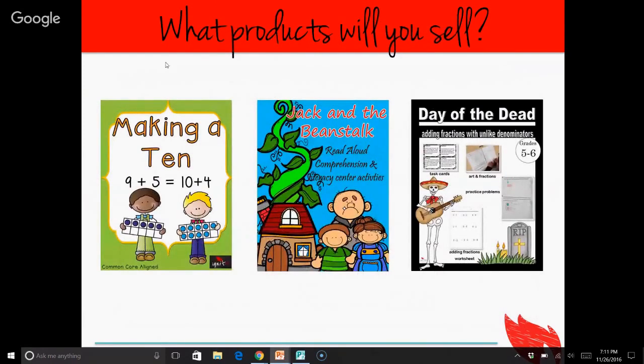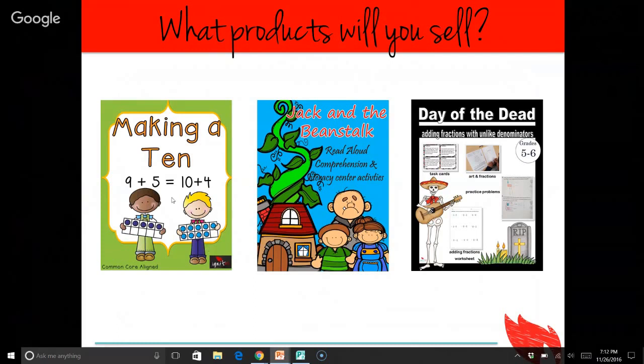Next one is, what products will you sell? This is a question that a lot of teachers I work with, or teachers interested in starting with Teachers Pay Teachers, ask me: what do you sell? Well, these are 3 different products. This Making It 10, I did about a year ago, because I've only been on Teachers Pay Teachers, I think, going on 3 years. I think this is my 3rd year, full year. Well, I'm going into my 3rd year.